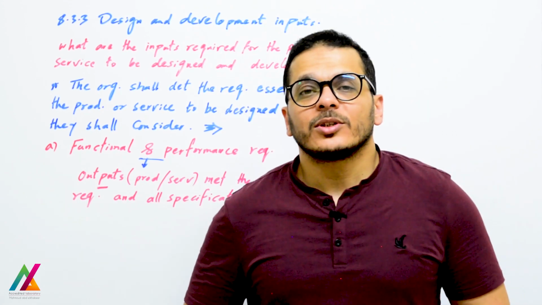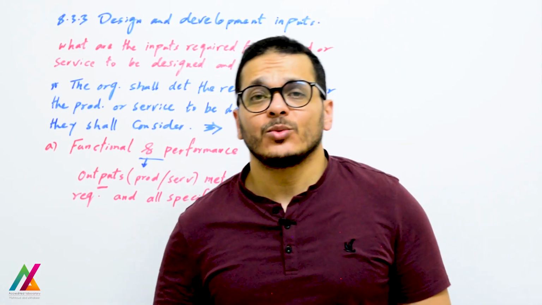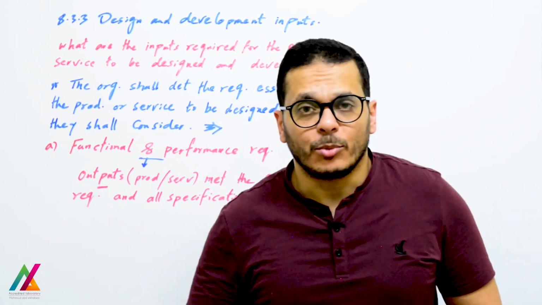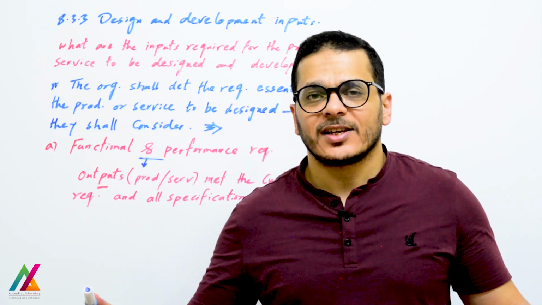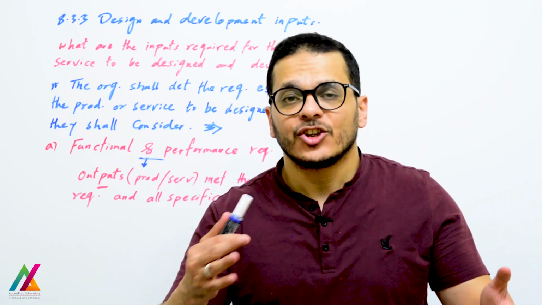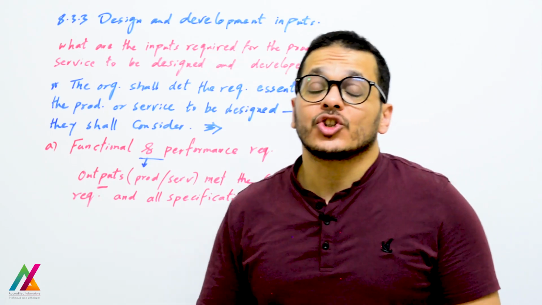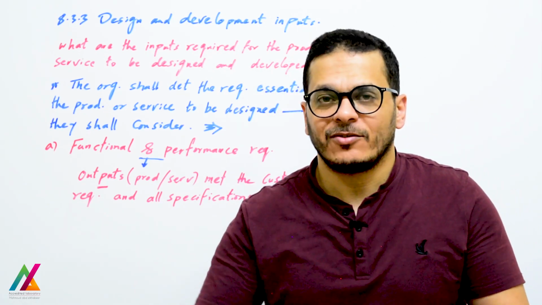Hey everyone, welcome back with a new lecture with ISO 9001 2015 edition, and still we are in design and development. Now design and development inputs. In the previous lecture I have explained planning. Each process inside the organization shall start with planning, and also each project shall be planned well. What are the inputs required for the product or service to be designed and developed?